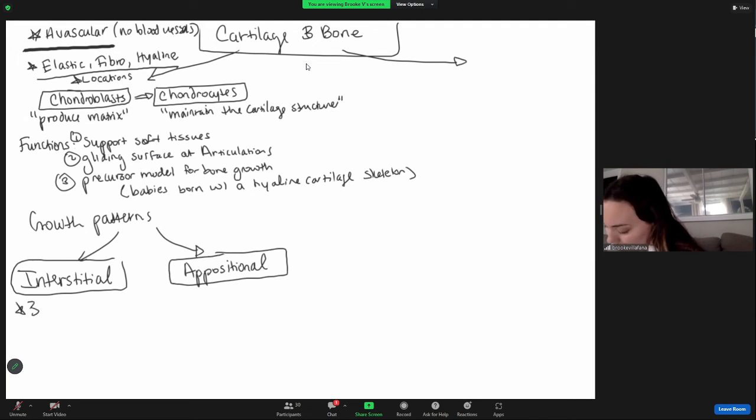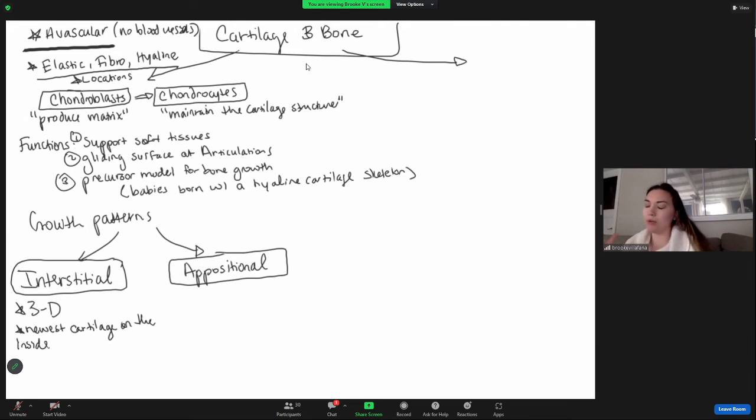Interstitial is going to be 3-dimensional growth with the newest cartilage on the inside, and then it will basically build it out. So when we think about a basketball, and if you picture putting air into the middle and it growing bigger, that's interstitial. Putting newest stuff on the inside so it gets bigger, growing out.